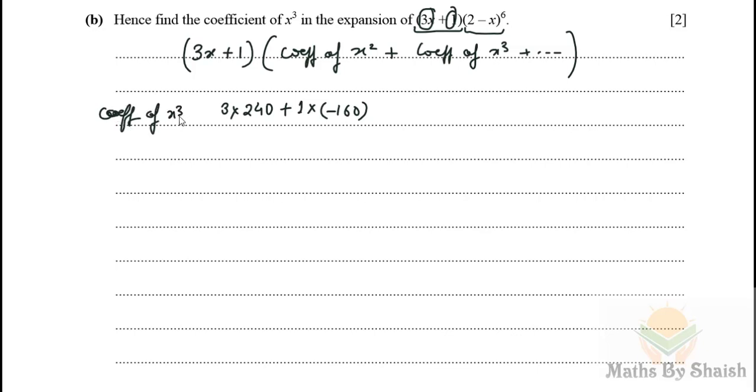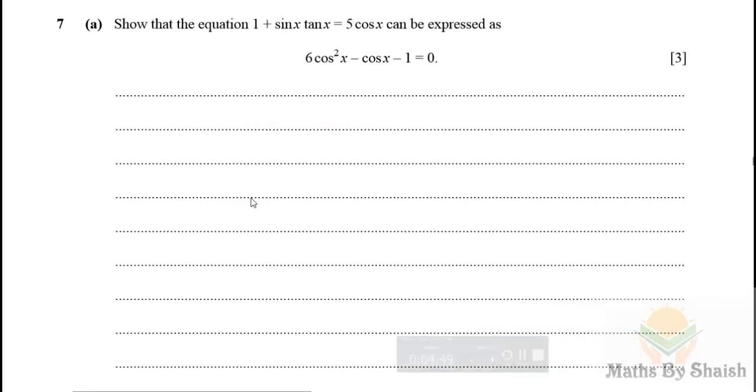coefficient of x cube, and it is 0, 2, 3 2 is 6, plus 1 7, minus 160. So it is 0, 6, and 6 minus 1, that is 5. So the coefficient of x cube here in this expansion is going to be 560. I hope it is clear. Let's do the next question now.